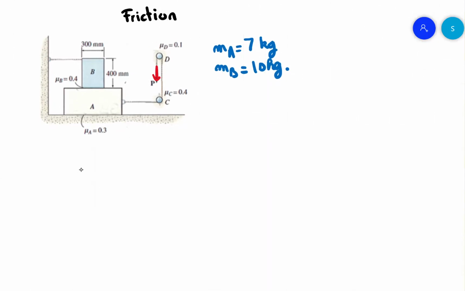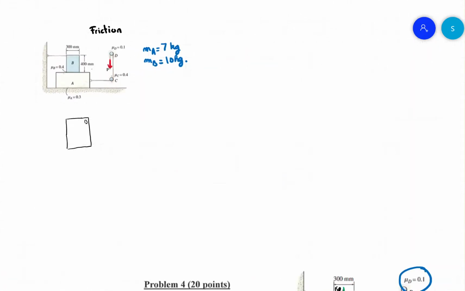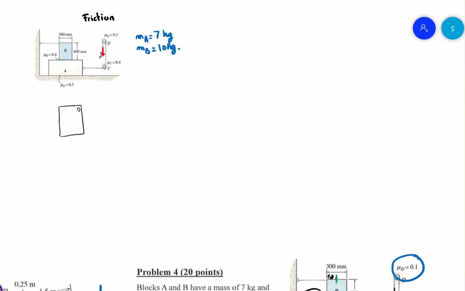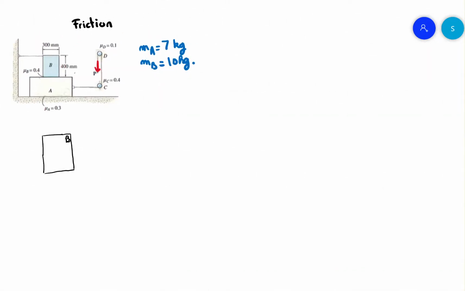So we have the block B. Don't make your body too small because it will be very hard to see. So that's the block B. And we have the block A, a little bit longer, and the pulley C and the pulley D. Okay, let's draw the forces on that.